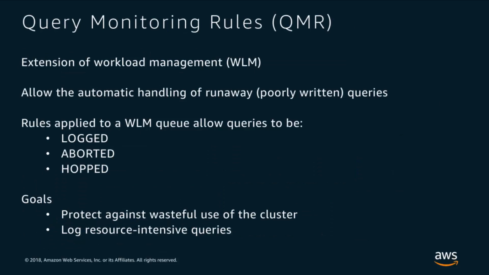The next is QMR. This is really just an extension to WLM, and it is originally meant for runaway queries, basically poorly written queries. You have analysts that connect, write Cartesian products, return billions of rows, basically running wasteful queries. And it allows you to programmatically detect and kill those queries.